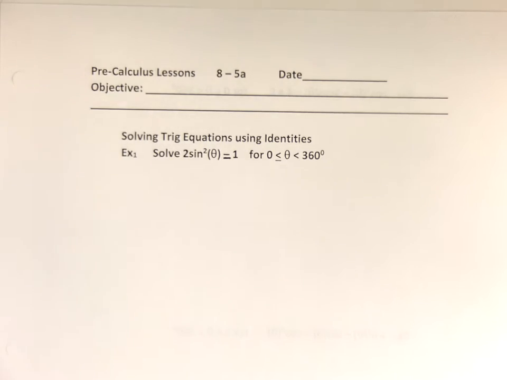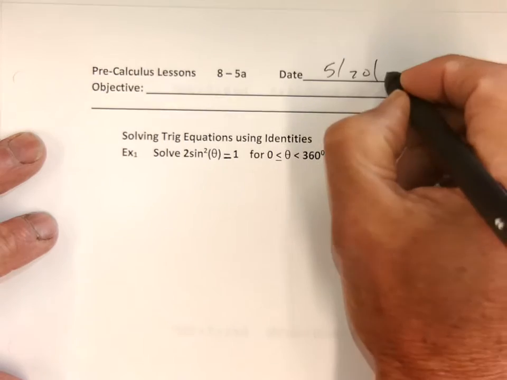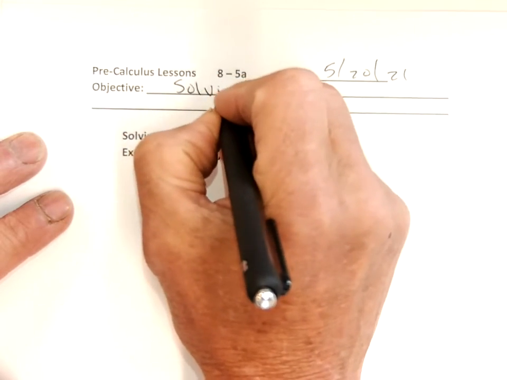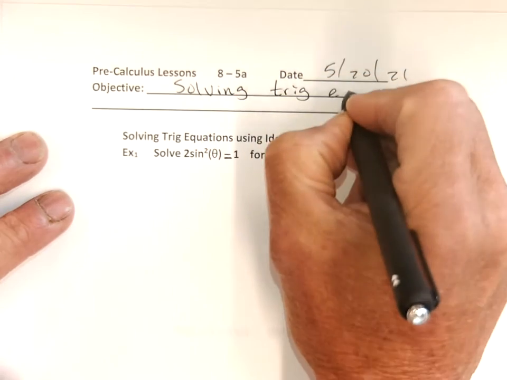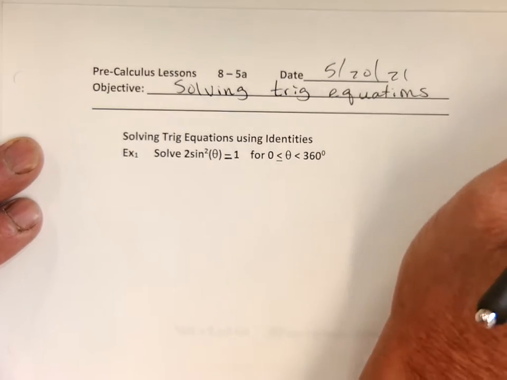Okay, so our objective today, 5.20-21, we are going to be solving trig equations. And we're going to do 2 days of this also. All right?